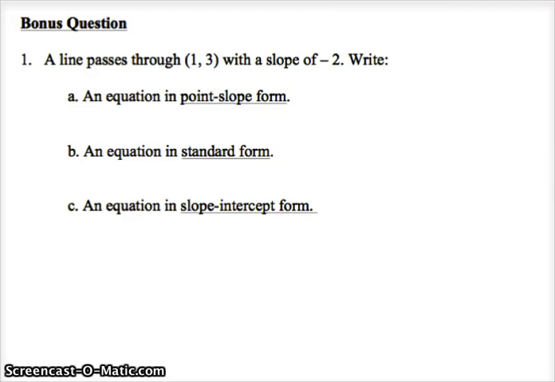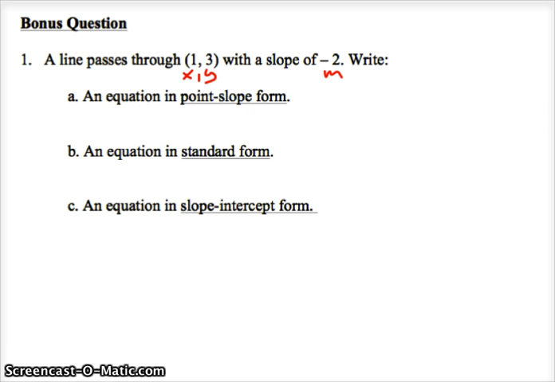The bonus questions are, first of all, we want to write an equation in point-slope form. Well, it passes through (1, 3) with a slope of -2. Point-slope is going to be pretty easy here because we're given both a point and a slope. So here's my x, here's my y, there's my m.